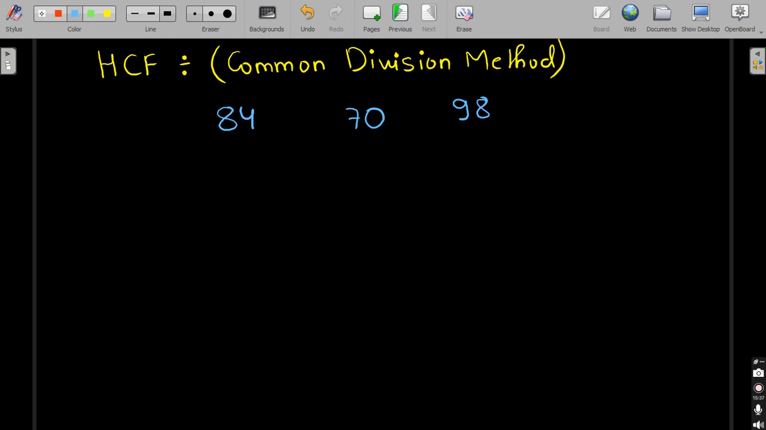Now see here students, how I am going to solve. So first I will make lines like this, and after that I will divide with the help of commas. Now I will start dividing the numbers. Now see here how I am dividing.